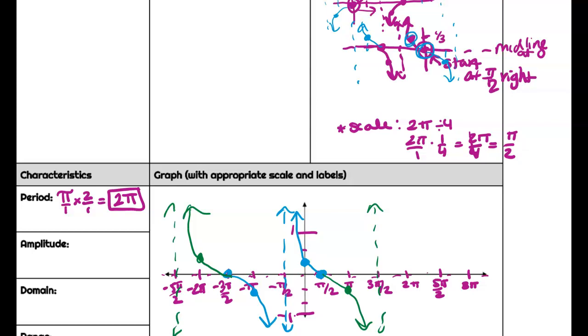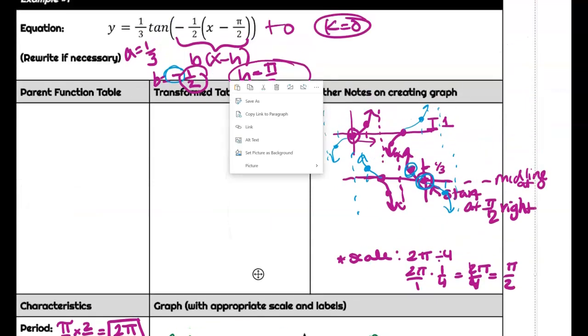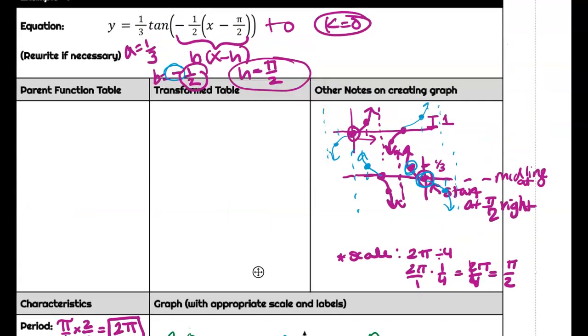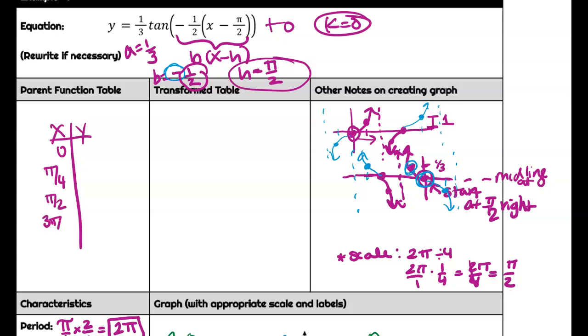Now, for those of us that aren't very comfortable with this method, we'll go back to using our table. So we'll use our parent function table from tangent. So you have that on the sheet that we just filled out prior. So I'm getting these values from there, and you would either have this memorized or you understood the way that we're making it so that you have a parent function to start with.